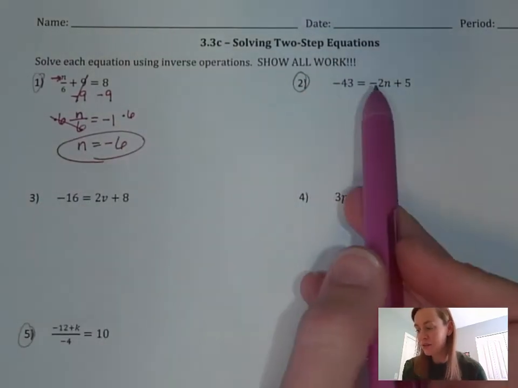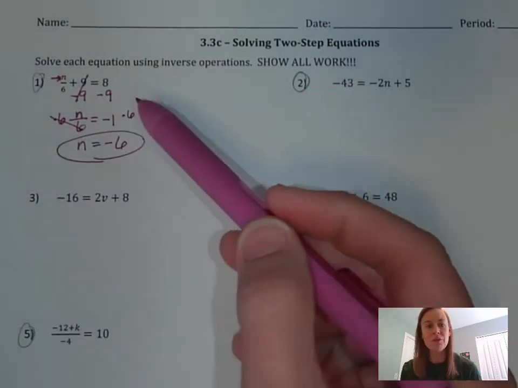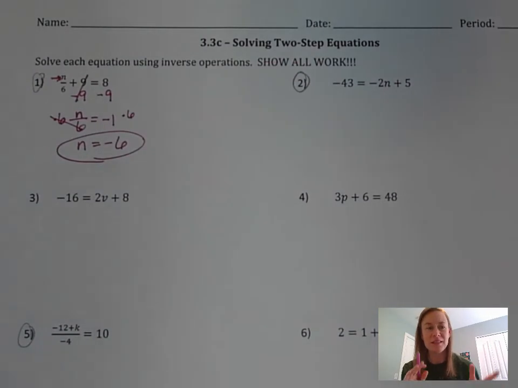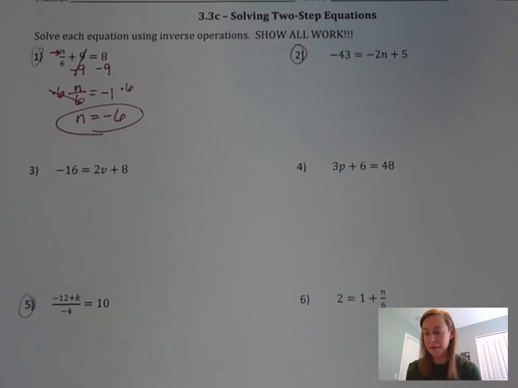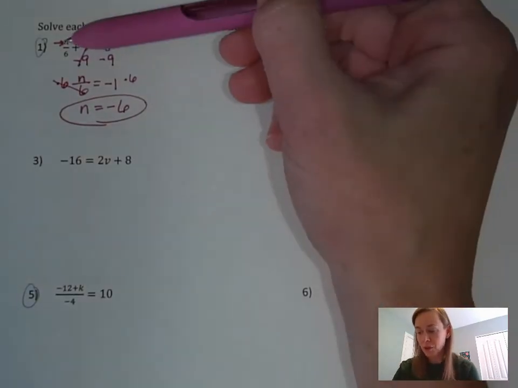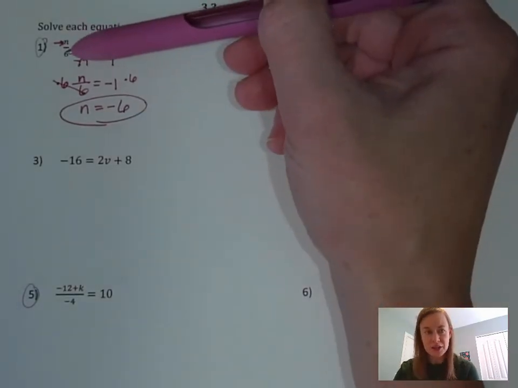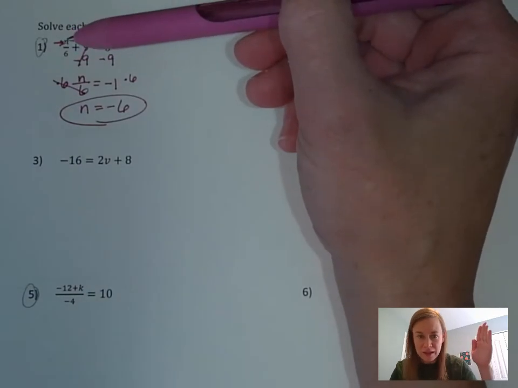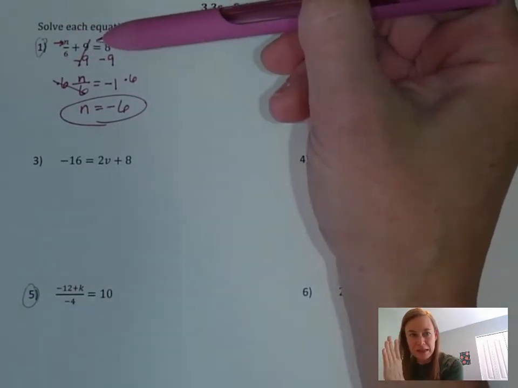We are going to do number 2 in a second, but before we do number 2, we're going to skip to number 5 because it's a lot like number 1, but it's different than number 1, and I want to make sure you see the difference. Okay, so in number 1 we have n over 6. It's the little fraction, all off by itself, and then we have plus 9.